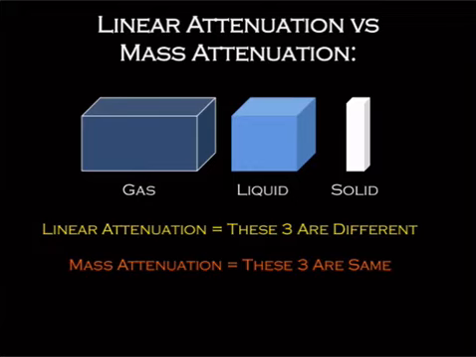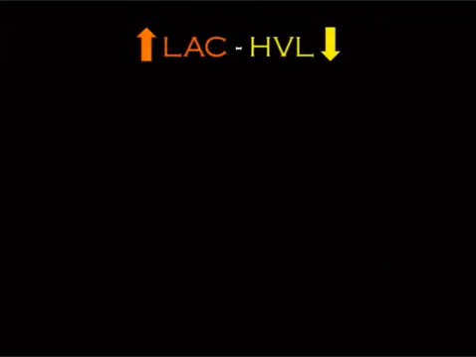Now, linear attenuation, or more commonly written as linear attenuation coefficient, is much more clinically relevant. And it's usually used in a relationship with half-value layer, which was something that we mentioned before, which is the thickness of a material needed to cut the power of that X-ray in half.